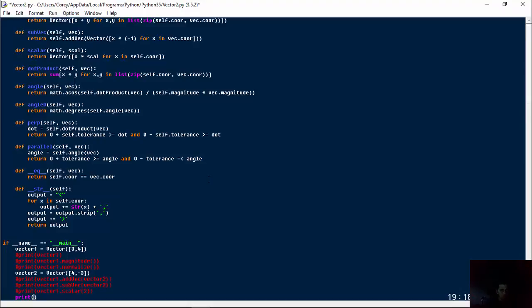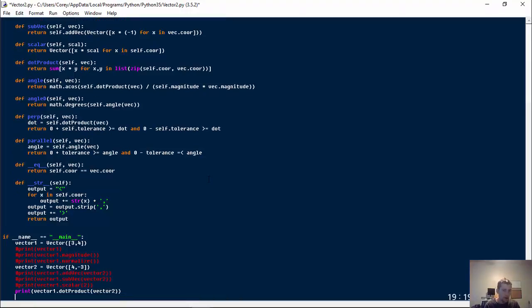So, let's do it. Let's print vector 1 dot product. It's getting dark. Let me turn on the light. Yeah. Alright, sun's setting. Vector 1 dot product vector 2. Alright, that should be 0. And then we will print, so they're perpendicular. So vector 1 dot perp. So this should return true.